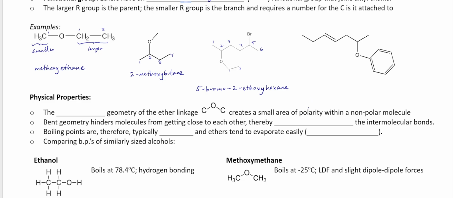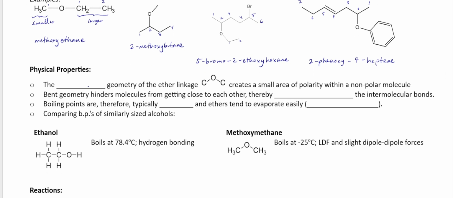When we are looking at the priority chart, our ether linkage has higher priority than alkenes. So that means I'm going to go 1, 2, 3, 4, 5, 6, 7. So this is actually going to be 2-phenoxy. And then I'm going to have to put a 4 because I have a double bond. So 2-phenoxy-4-heptene. Okay, with the double bond taking place on the 4th carbon.